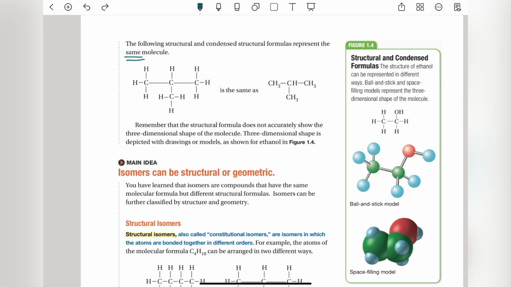So remember that the structural formula does not accurately show the 3-dimensional shape of the molecule. This is also very important to remember. This is just for us to somewhat visualize how the compound looks, its structure. And three-dimensional shape is depicted with drawings or models as shown for ethanol in figure 1.4. Now, I'd like to acquaint you with these compounds. This one's called isobutane.